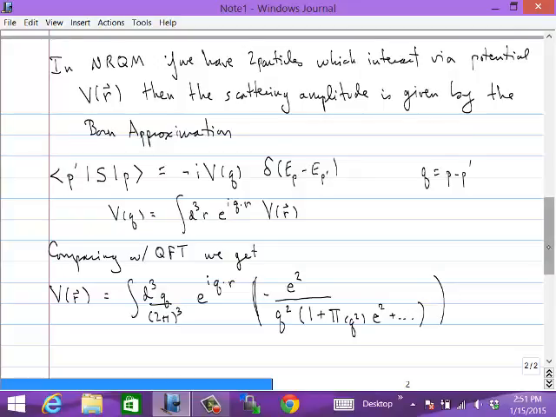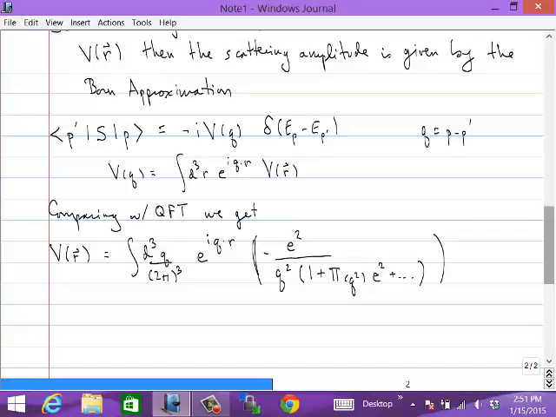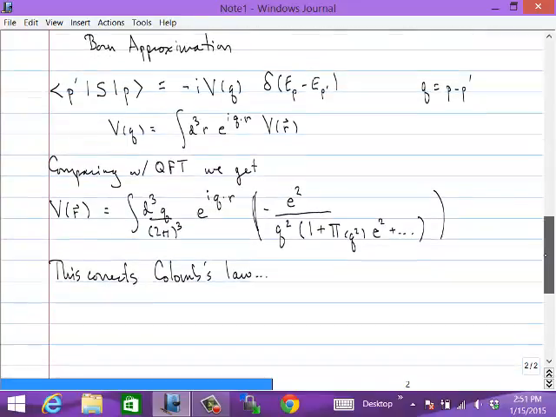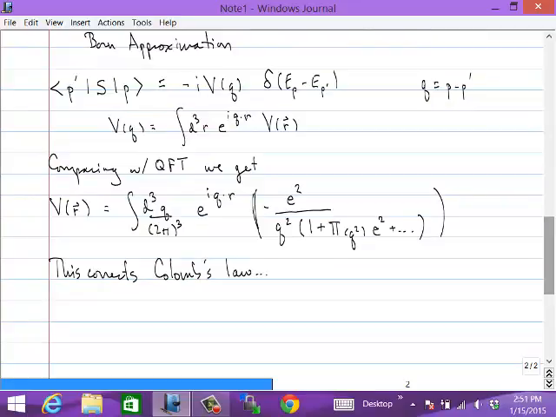So this describes the corrections to Coulomb's law in quantum field theory. Okay, before we start talking about the corrections to Coulomb's law, just to make you feel a little bit more comfortable, let's look at the leading term here.